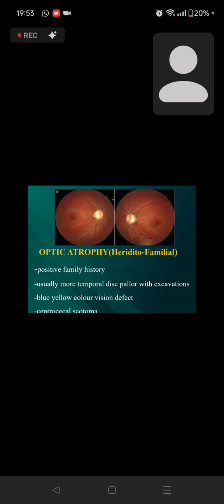Then next, this is optic disc failure, usually seen in children, mostly hereditary. Blue-yellow dyschromatopsia will be seen. So this is a hereditary or heredofamilial optic atrophy.